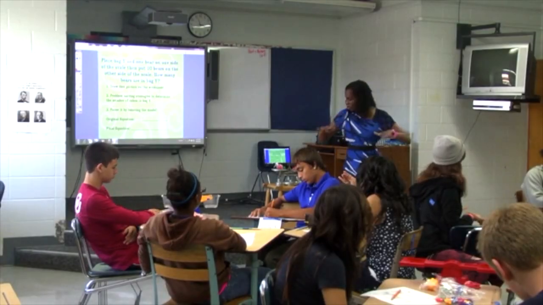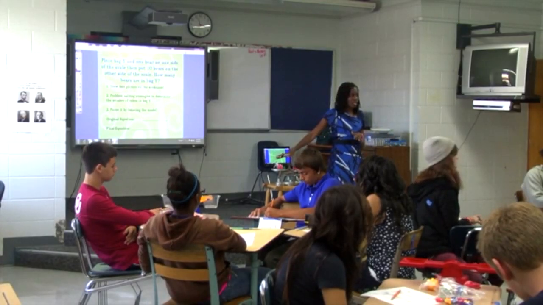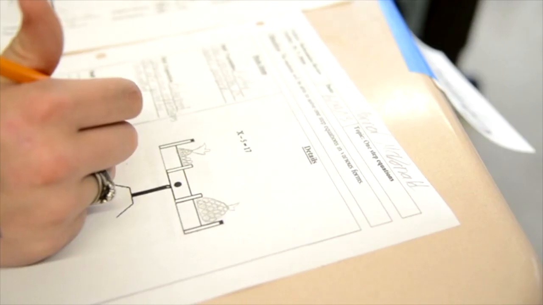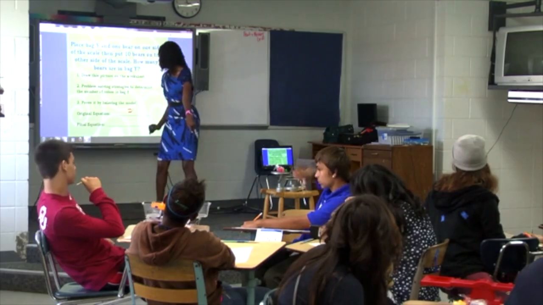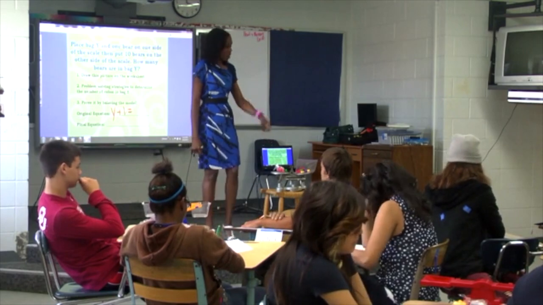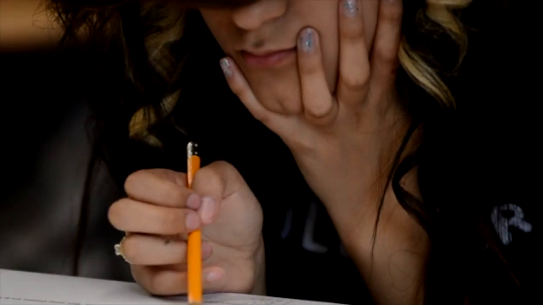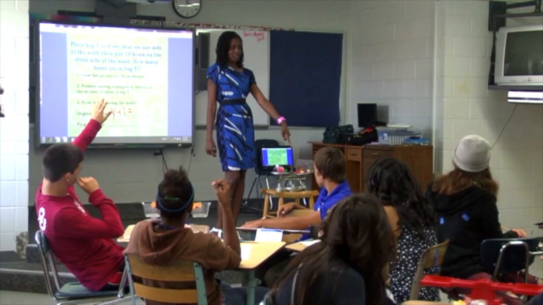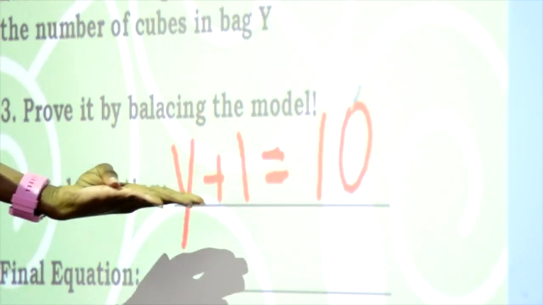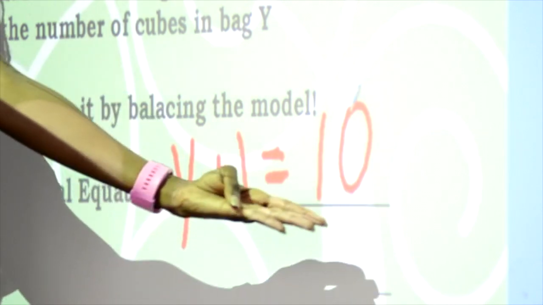We have a representation on this side and a representation on this side. What symbol would connect these two sides together? An equal sign. On this side, what expression would this represent? Y plus 1, because I have bag Y plus 1 bear, correct? Yes. What expression would be represented on this side? 10. I have Y plus 1 on one side and 10 on the other side.